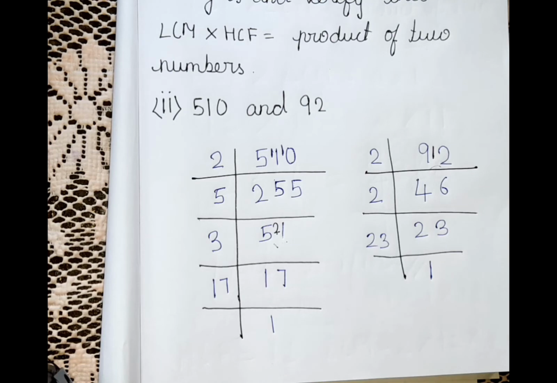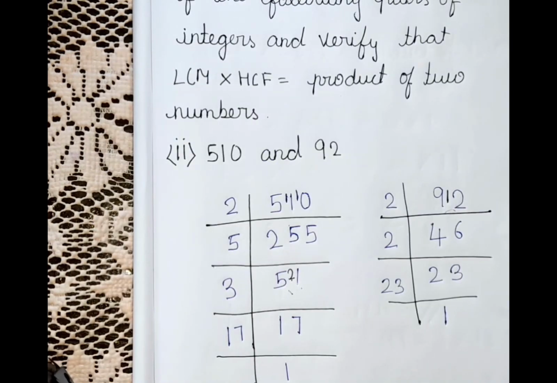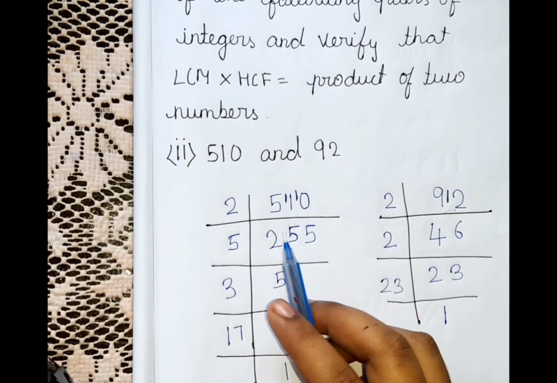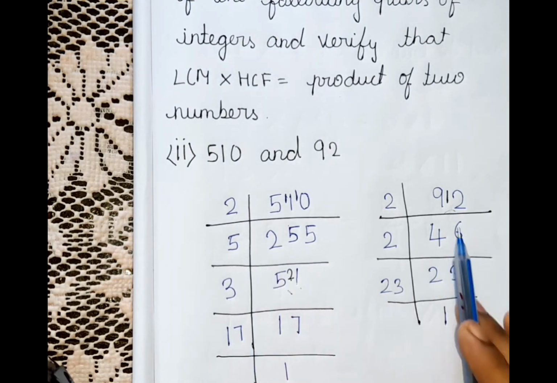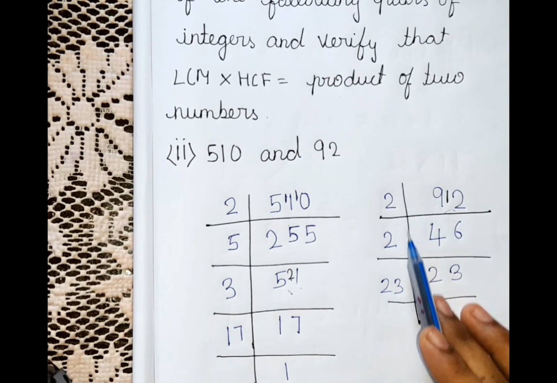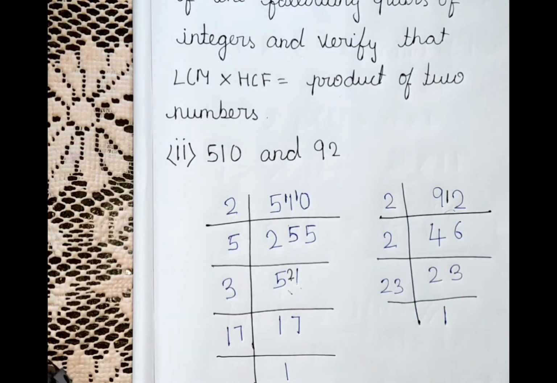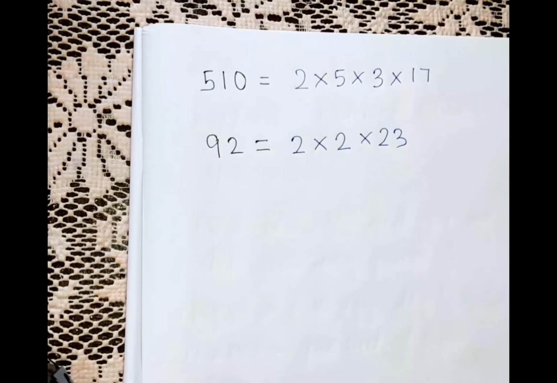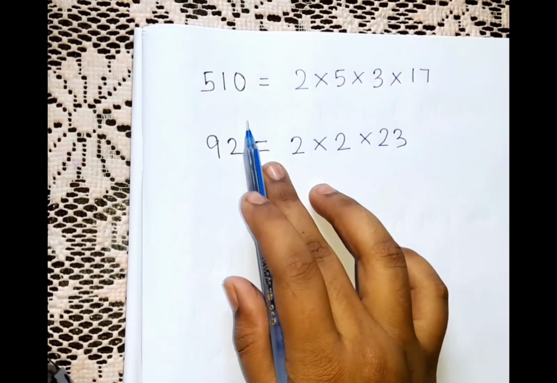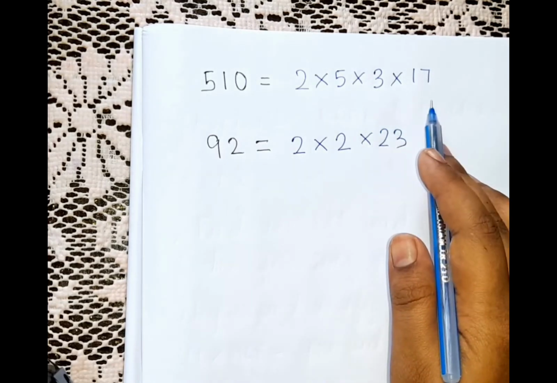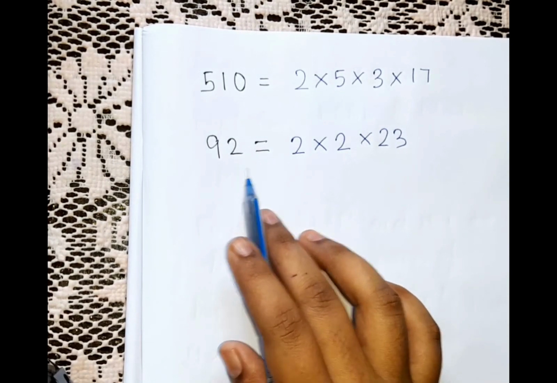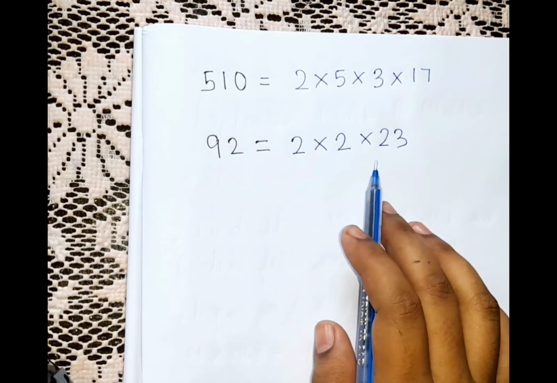Now let's write LCM is equal to and HCF is equal to. Okay. So we shall write 510 is equal to 2 into 5 into 3 into 17. Then for 92 we shall write 2 into 2 into 23. Okay. Now let's write that. So I wrote 510 is equal to 2 into 5 into 3 into 17, and here 92 is equal to 2 into 2 into 23.